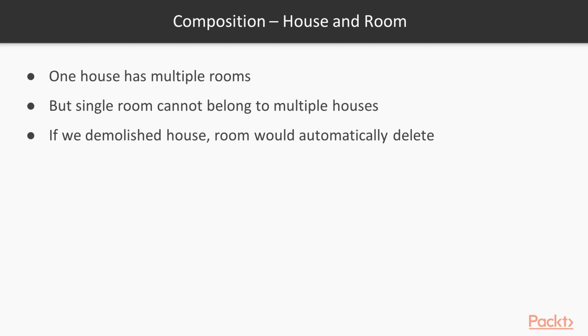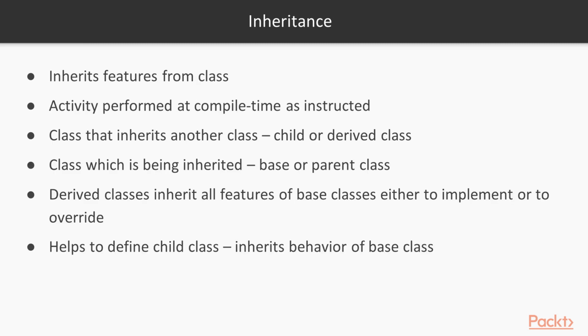Let's discuss all features of OOP in detail. First feature is inheritance. Inheritance is one of the most important features of OOP. It is self-explanatory. Inheritance inherits features from a class. In simple words, inheritance is an activity performed at compile time as instructed with the help of the syntax. The class that inherits another class is known as the child or derived class, and the class which is being inherited is known as the base or parent class. Here, derived classes inherit all the features of base classes, either to implement or to override.